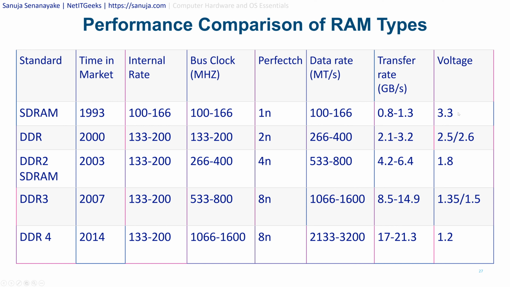And you can also see the voltage used has changed, varying depending on the RAM. DDR4 not only has a faster data rate, higher transfer rate, and higher bus speed, but it also uses less power, less voltage than SDRAM. SDRAM needed 3.3 volts to run, and this one only needs 1.2 volts. That is extremely energy efficient, and at the same time has a higher data rate. So that's what is shown on this performance comparison of RAM types.